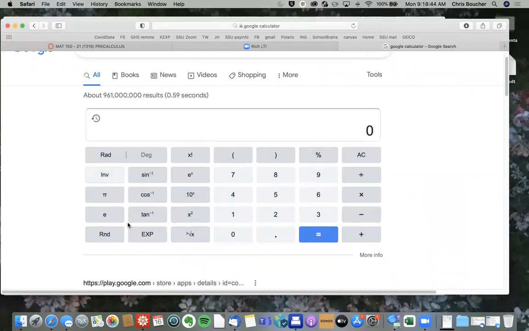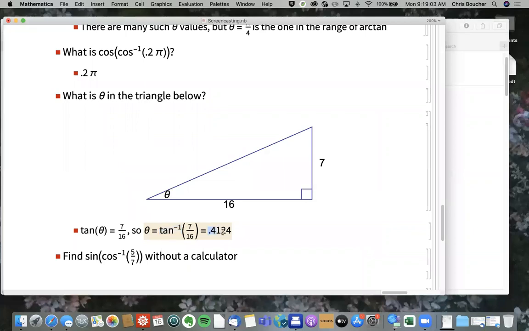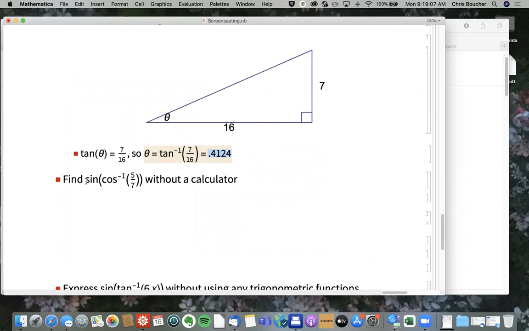All right, so I want to take the tan inverse, so I'll click that. Notice that Google Calculator uses the arctan notation, which is fine. And let's see, I want 7 divided by 16. There, so I get 0.4124, and that's the number that I have right there. Okay. How about this composition?